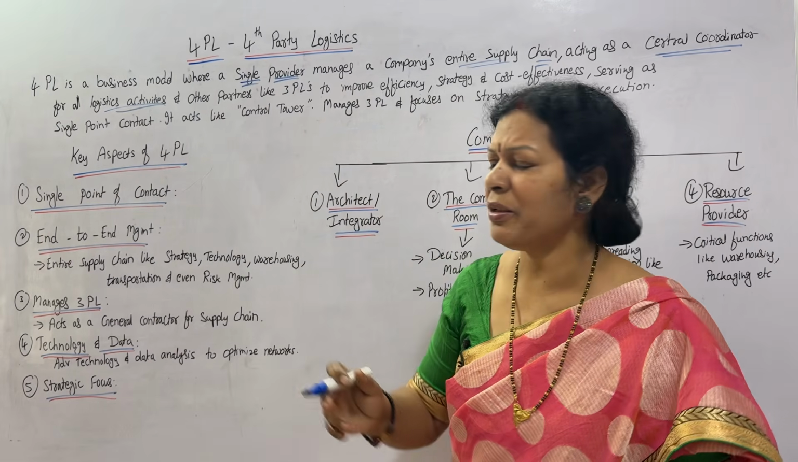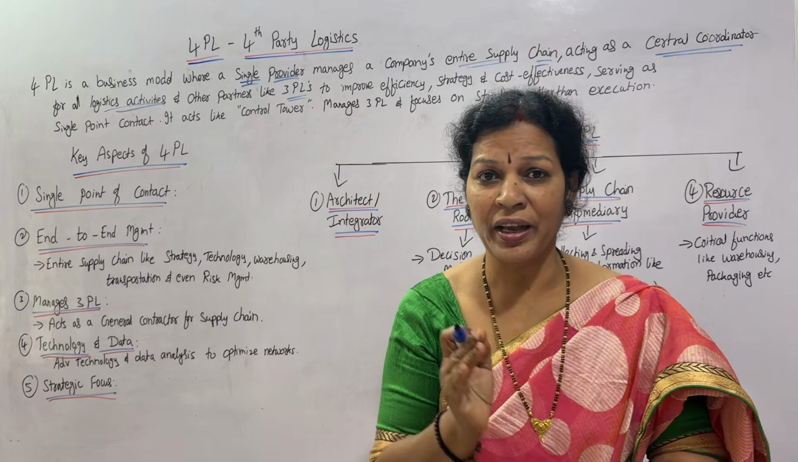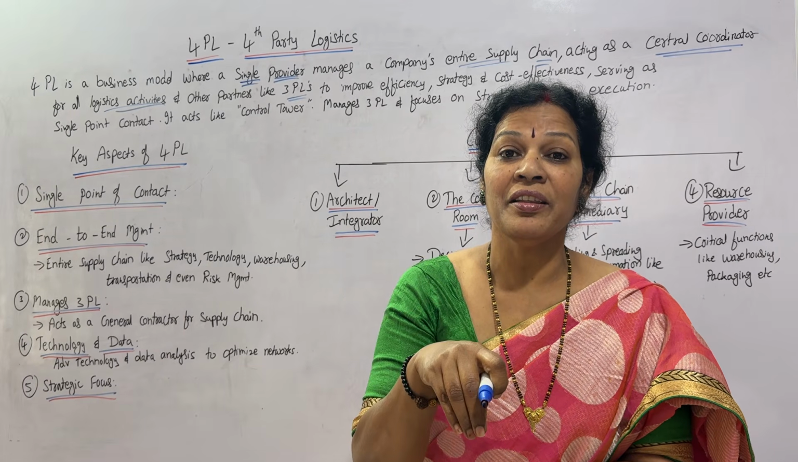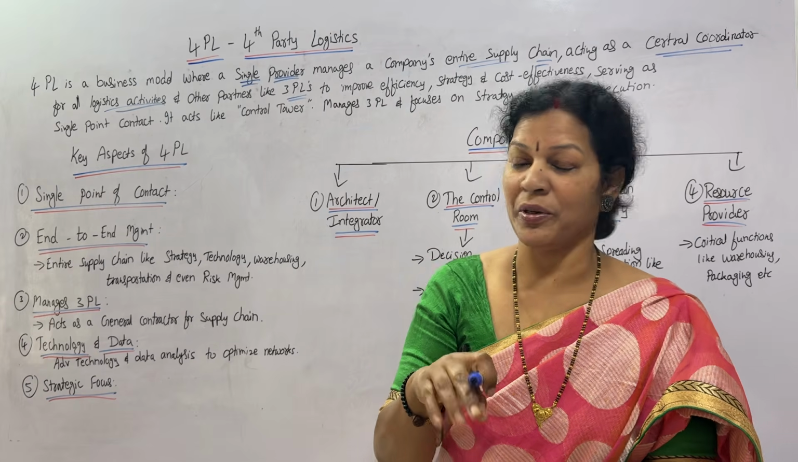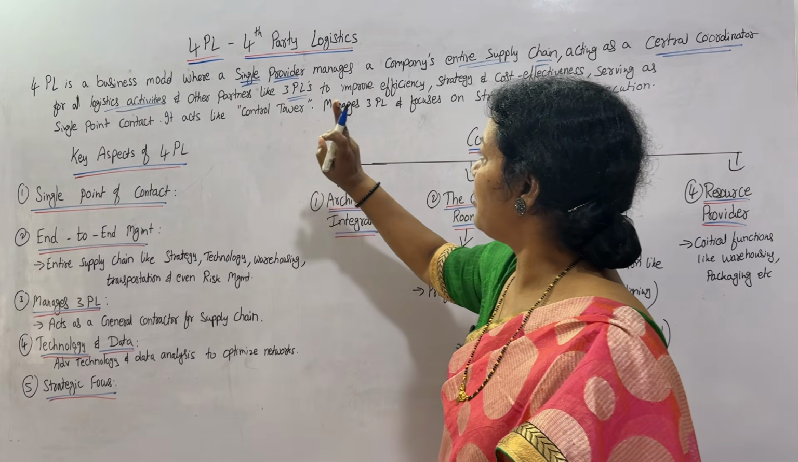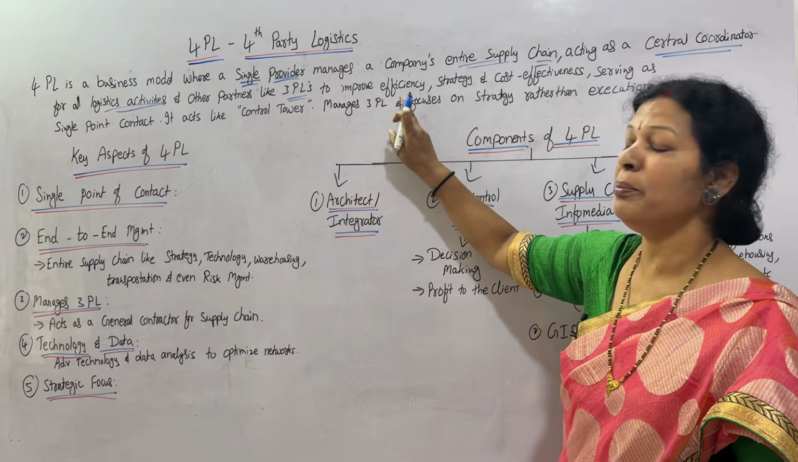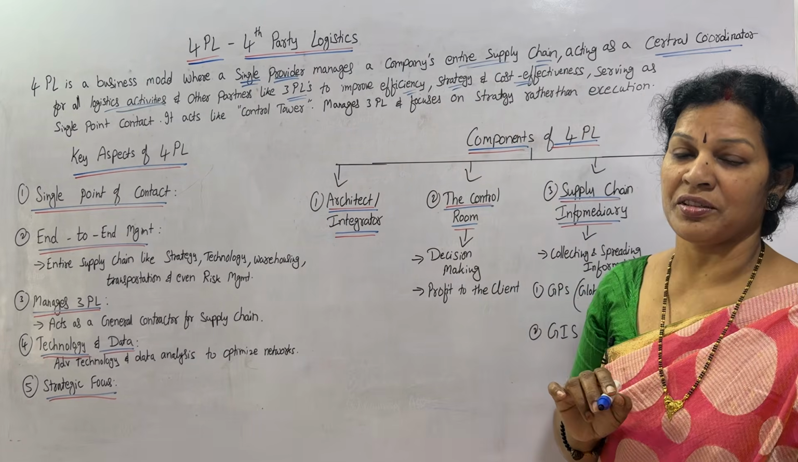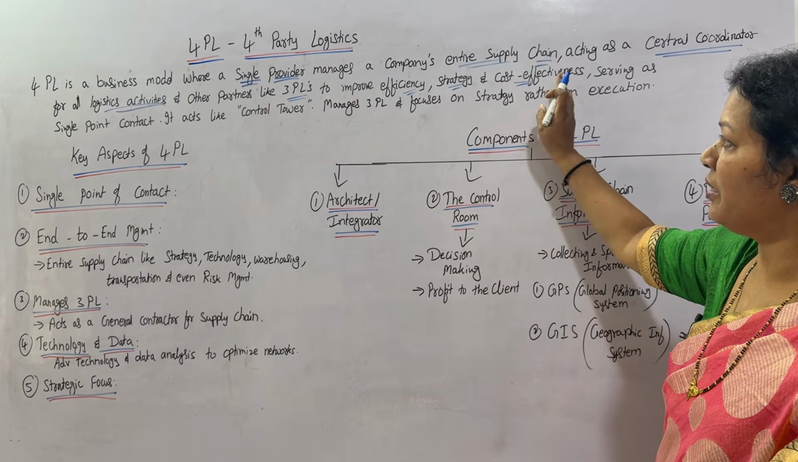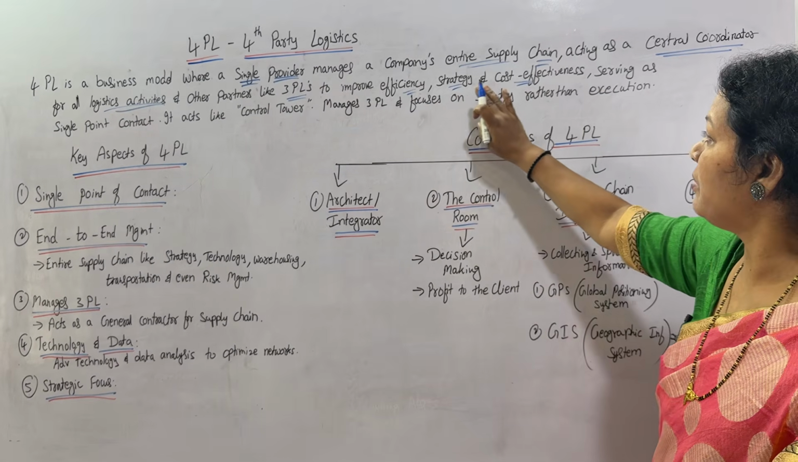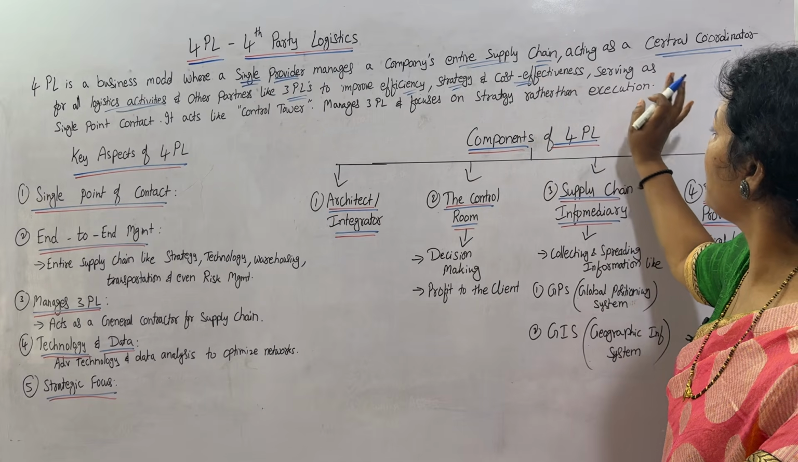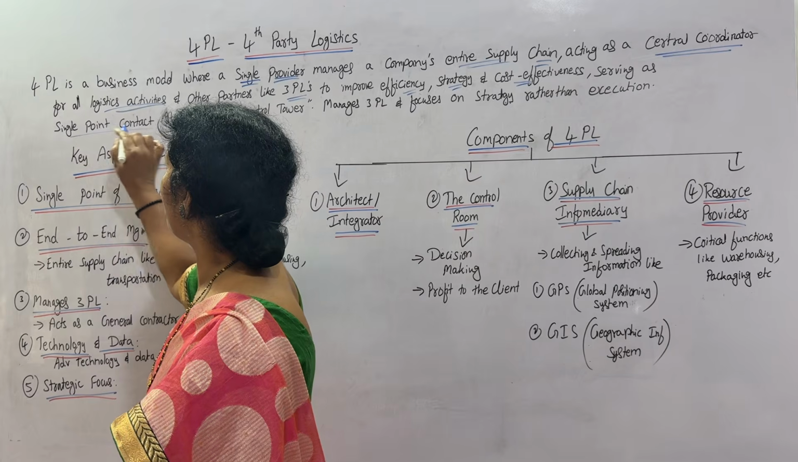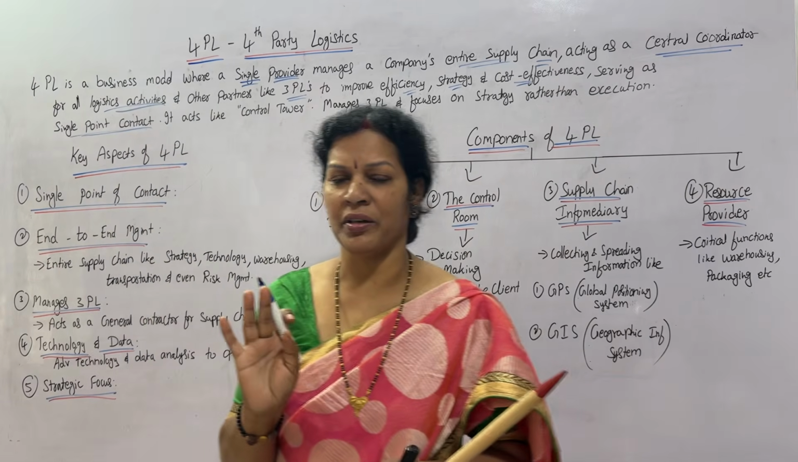Who are the other partners? Like 3PL. If we have 3PL, then only we are going for the 4PL. 4PL is handling the 3PL. Remember this point, okay? So other partners like 3PLs, to improve what? Efficiency, strategy and cost effectiveness. These three things, handling and improving efficiency, strategy and cost effectiveness, serving as a single point contact. 4PL is serving as a single point contact for everything.